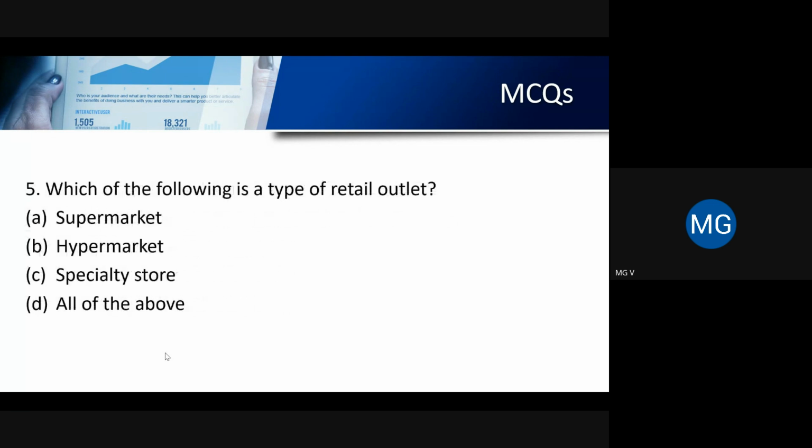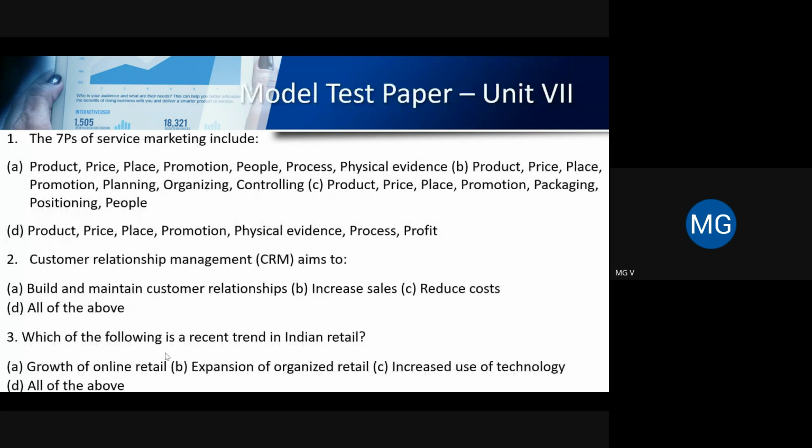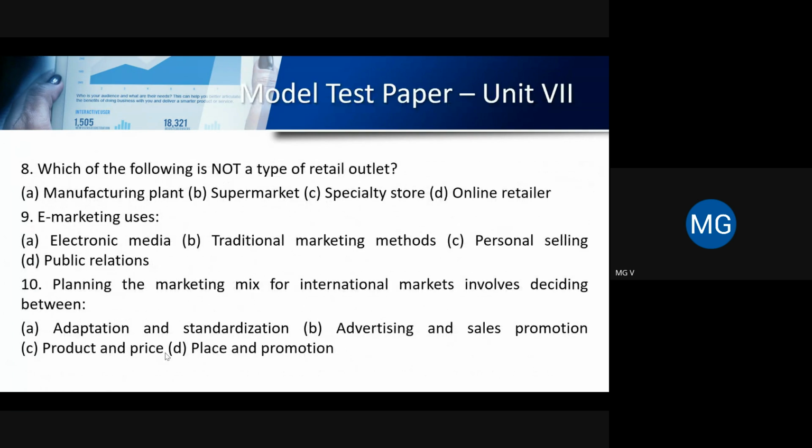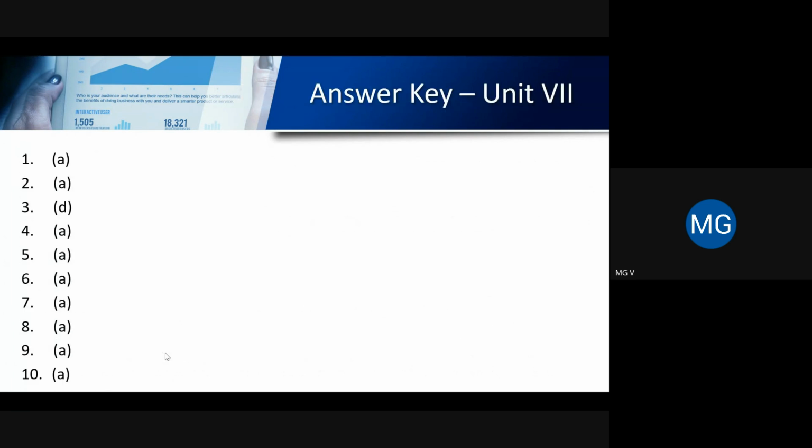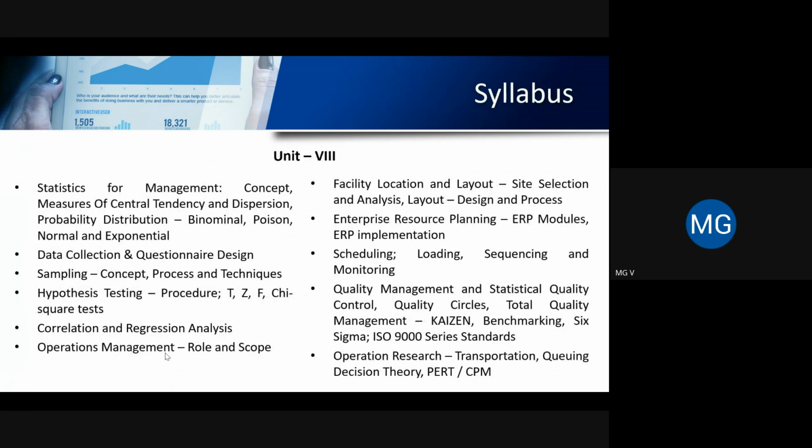Which of the following is a type of retail outlet? Supermarket, hypermarket, specialty store, all of the above. All of the above. Right. Lovely. Now, here are certain questions for unit 7. You can go through these and then you can check the answers. Now let us move on to unit 8.